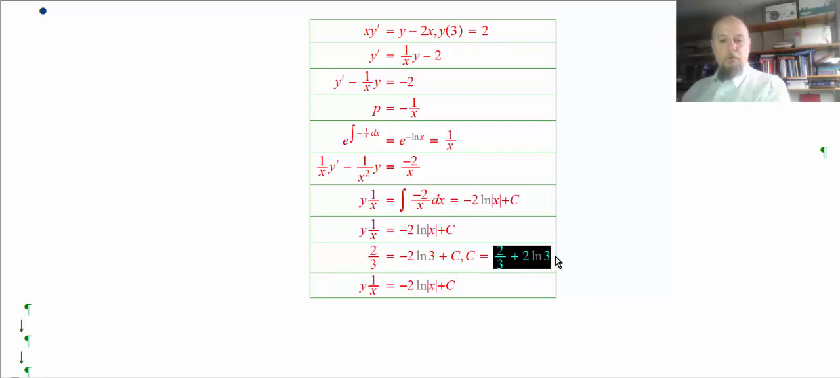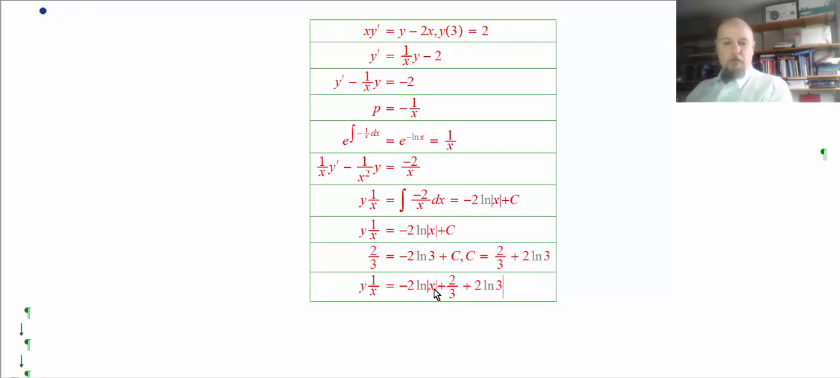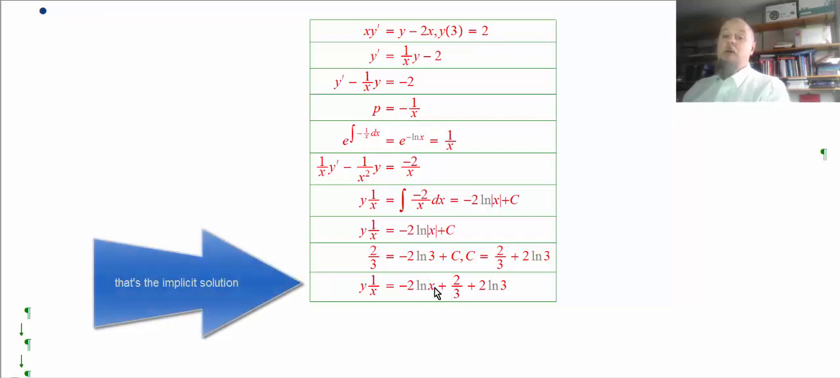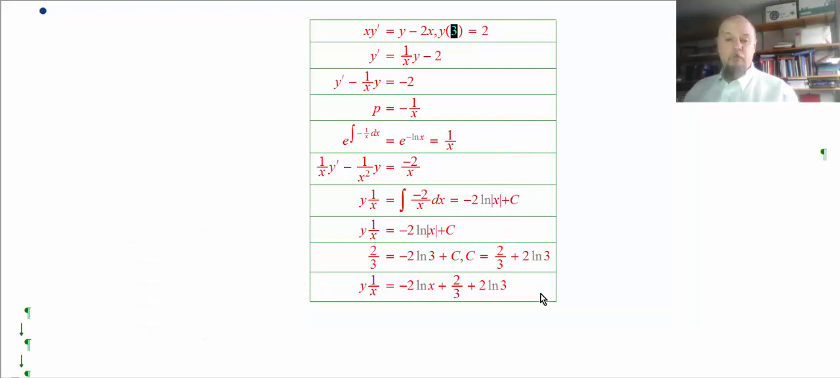no, our explicit solution. There's two things I'm going to do. I'm going to replace c by what we know c is, and I'm purposely removing the absolute value bars. Why? Because I know that x is positive because they're telling me that x starts at 3. So I don't need the absolute value bars. There's my implicit solution. If I wanted the explicit solution, I just multiply both sides of this equation by x.